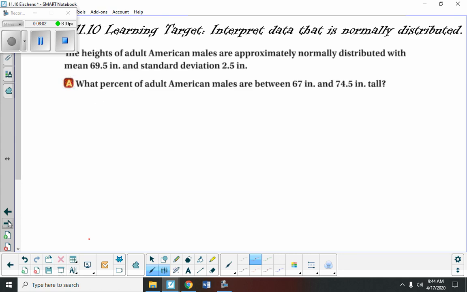All right, here's another problem. The heights of American adult males are approximately normally distributed with a mean of 69.5 and a standard deviation of 2.5. What percent of American adult males are between 67 and 74.5? So again, draw your bell curve. It's a little bit goofy looking, but it'll work.